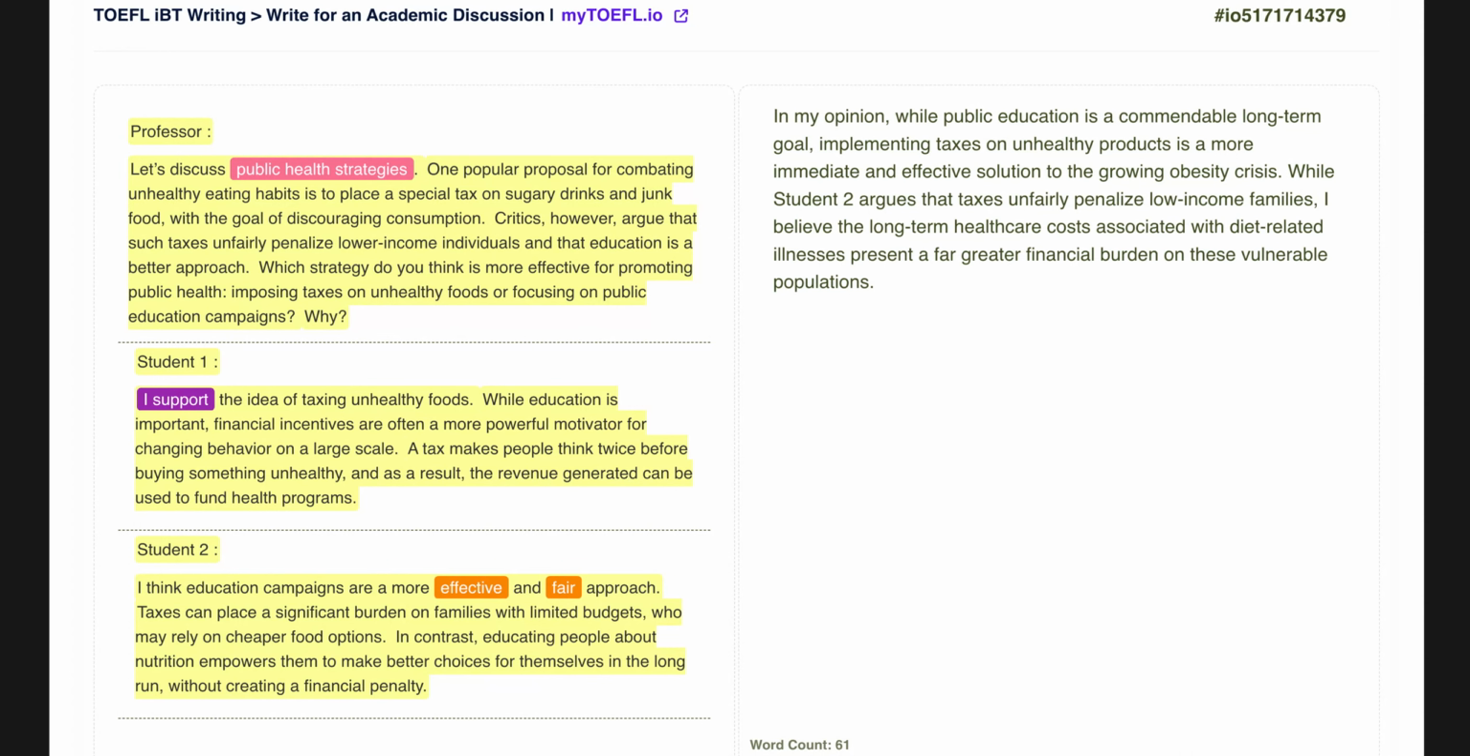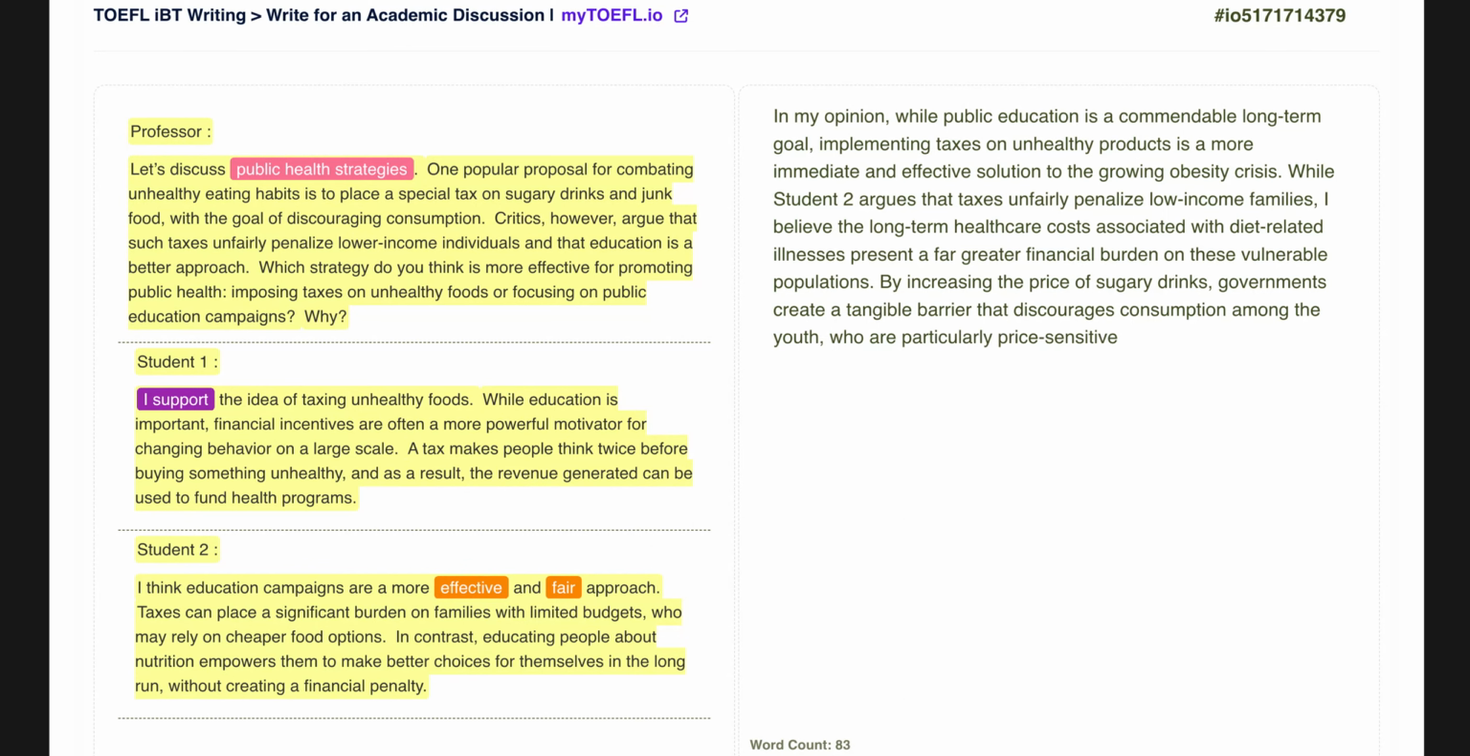By increasing the price of sugary drinks, governments create a tangible barrier that discourages consumption among the youth, who are particularly price-sensitive. Now we add a specific reason. We start with, "by increasing the price of sugary drinks," showing the direct action of a tax. We then explain the result by writing, "governments create a tangible barrier that discourages consumption." To make our argument even stronger, we specify a group, among the youth, and give a reason why it works, who are particularly price-sensitive. This level of detail shows the examiner that you can think critically about economics and health behavior.